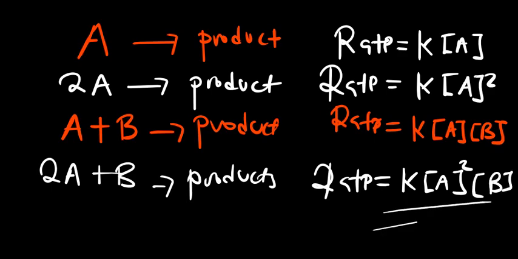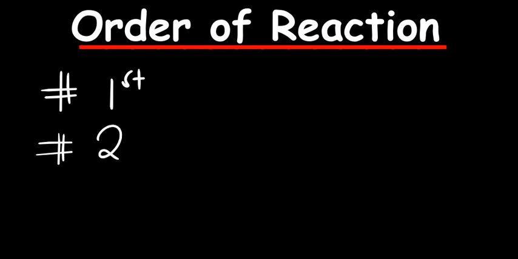Basically, these are some of the principles that they're going to give you. They're going to give you diagrams to see if A has been doubled, which one are you going to use? To see if B has been doubled, which one are you going to use? These are some of the principles you're supposed to understand. Now let's talk about order of reactions. There's what we call a first order reaction, a second order reaction, and also a zero order reaction.